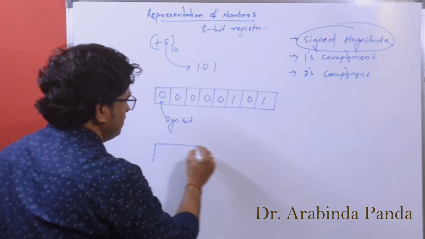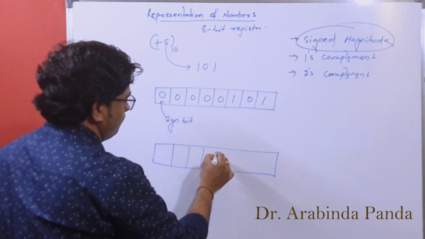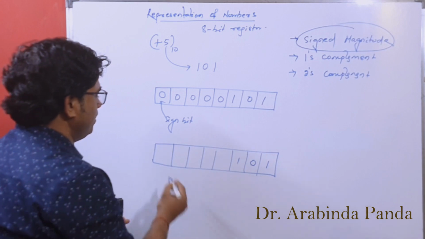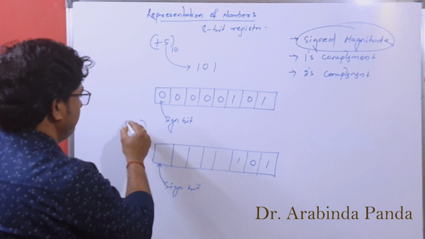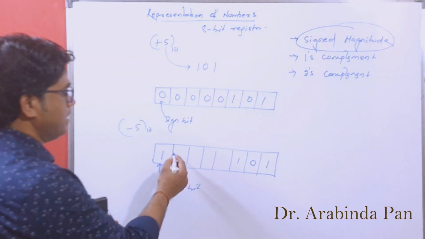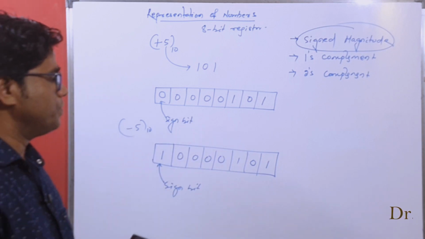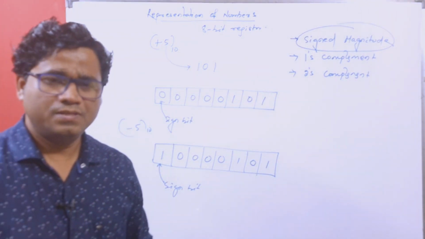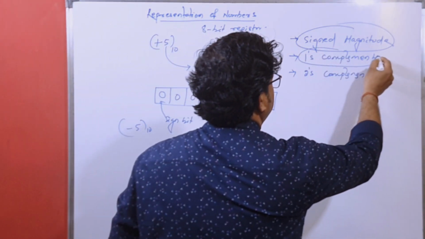Similarly, you can represent minus 5. The same technique, 1, 2, 3, 4, 5, 6, 7, 8. From the right hand side, you place the binary equivalent of the number, and this is the sign bit of minus 5. As the minus symbol is there, you place 1 here, and the rest of the bits you assign with zeros. So this is the sign magnitude representation of minus 5, and this is the sign magnitude representation of plus 5. So clear? Now come to the second technique, that is 1's complement representation.